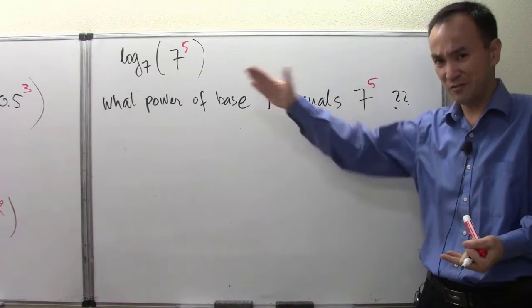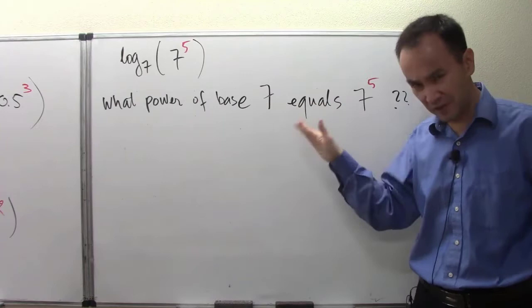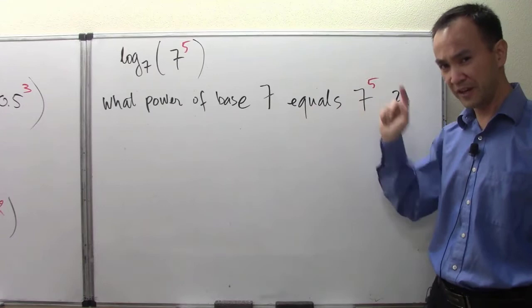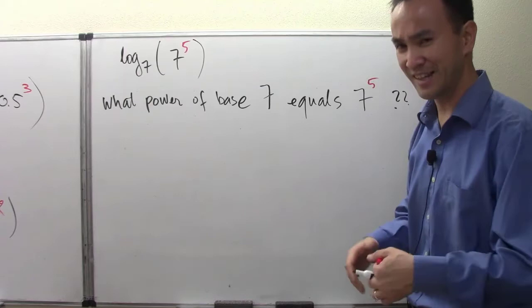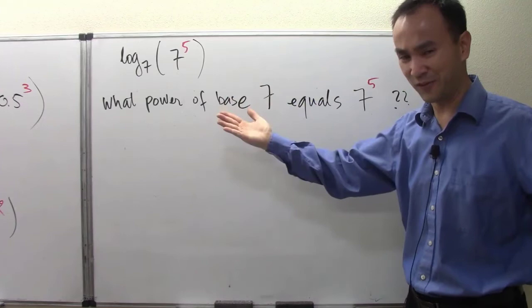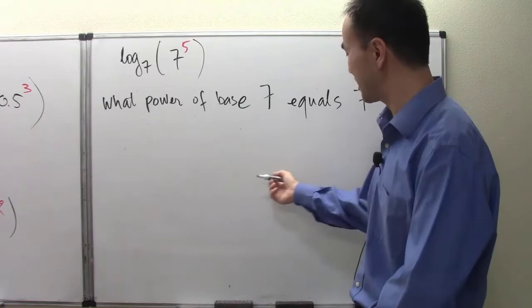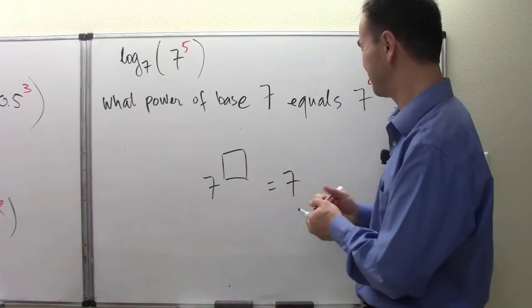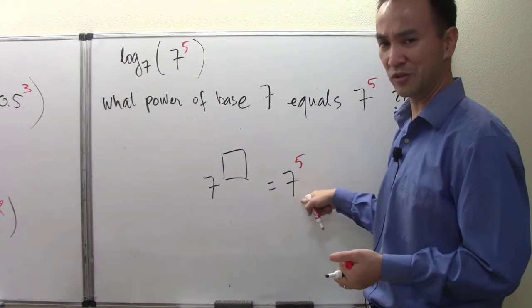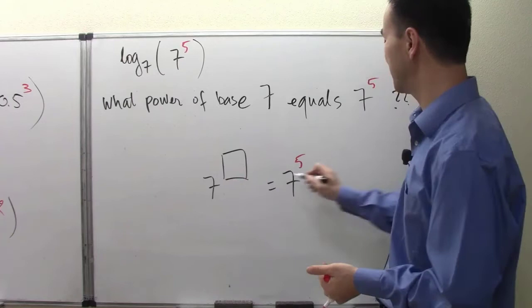But I just want to set into a routine that this is the way to get an answer for everything about logarithms. What power of base 7 equals 7 to the 5th? And if answering this question for any reason still does not guarantee generality, then we can even bring up the picture: base 7 to what power equals 7 to the 5th? Now it makes clear sense that the answer has to be 5.